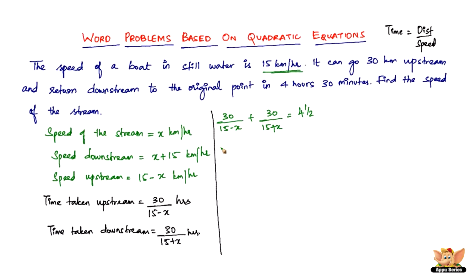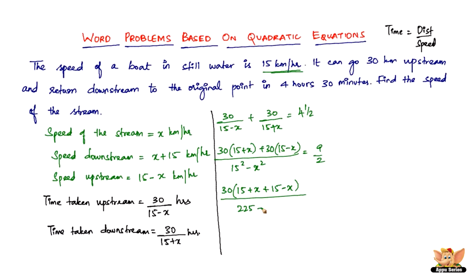Let's see. Here we're going to get 30 times 15 plus x and 30 times 15 minus x, divided by, since a plus b into a minus b is a square minus b square, 15 square minus x square, equals 9 by 2. Now taking 30 common, we've got 15 plus x plus 15 minus x divided by 225 minus x squared equals 9 by 2. Here the x and x get cancelled. 15 plus 15 is 30. 30 into 30 is 900. So 900 divided by 225 minus x squared equals 9 by 2.